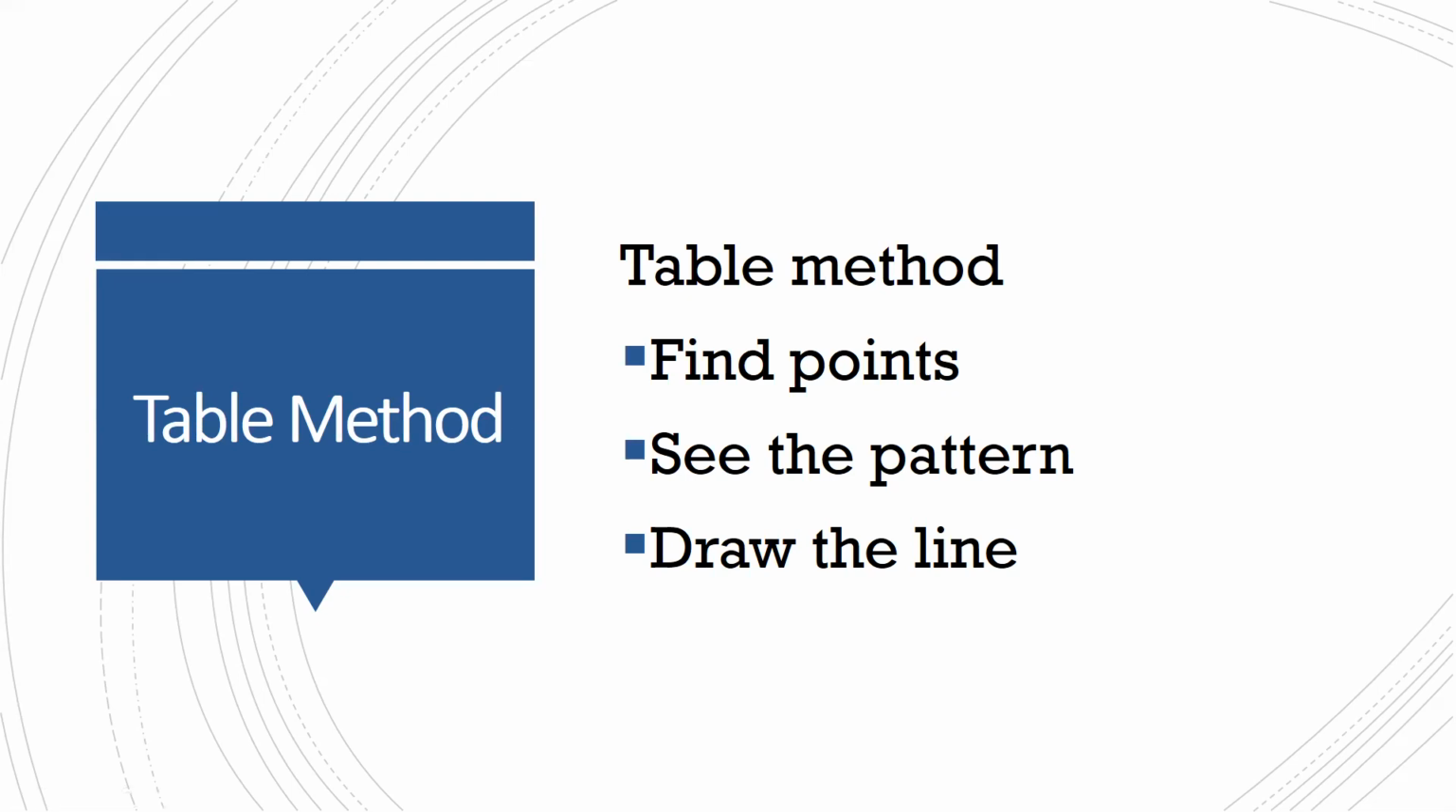So that's the table method. Again, the table method is also called the finding points method using others. I just like to draw a table, so I call it the table method. We essentially just find some points, plot those points on the grid, see the pattern, and based on that pattern, we draw the corresponding line.